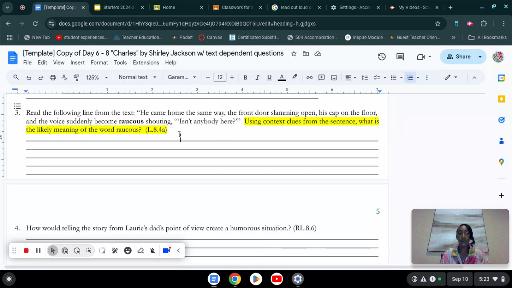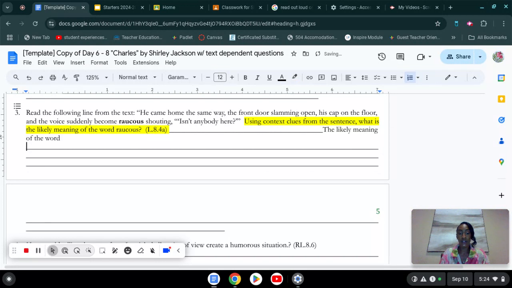So I'm going to write that down. So the likely meaning of the word raucous is, I'm going to put that in bold so you can see it. That's your sentence stem. And then you would tell me what you think the word means.